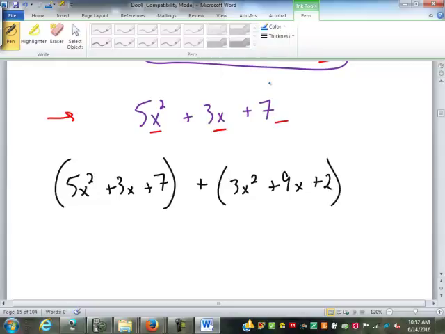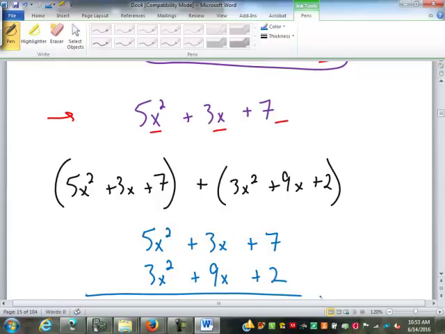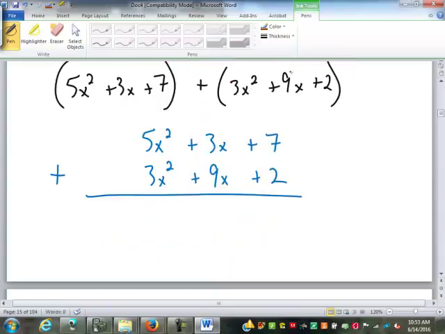To work with these algebraic numbers, it's exactly the same as working with whole numbers. I write them out, lining up the place values. The x squareds go with the x squareds, the x's with the x's, and the ones with the ones. And we are adding. Now we just add down each column just like we do with whole numbers.